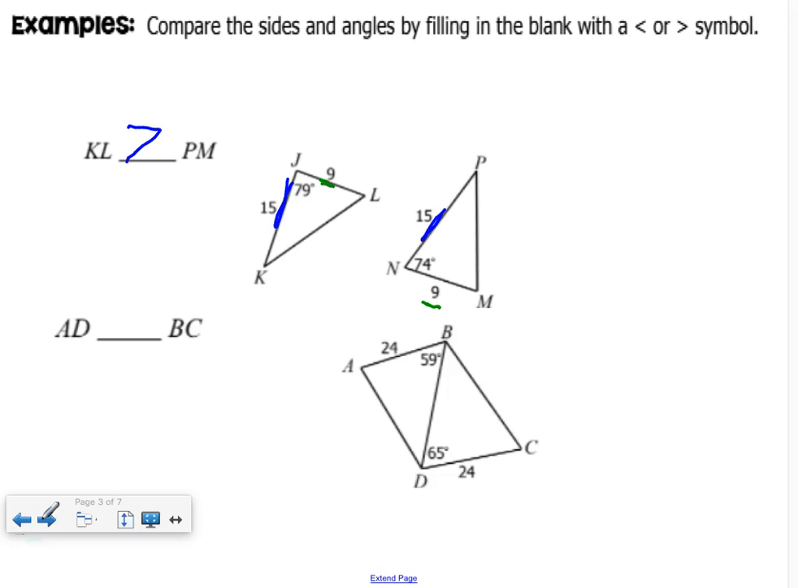We agree that BD is shared in both triangles. Okay. So now you're trying to compare AD and BC. What do you guys think? Which one has to be greater? BC, because it's across from 65, and 65 is greater than 59. Yeah. That's the hinge theorem.